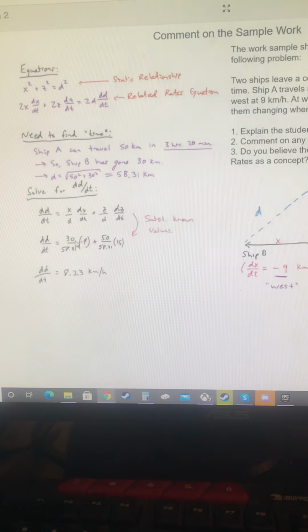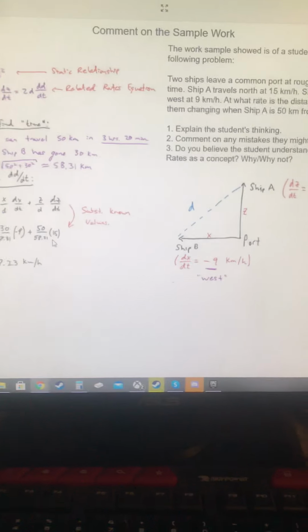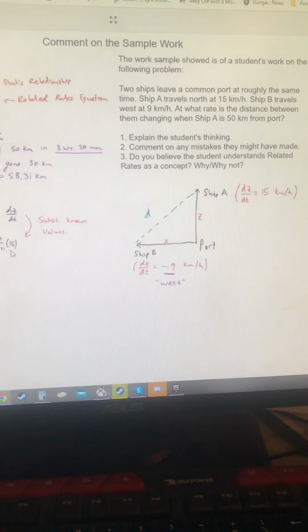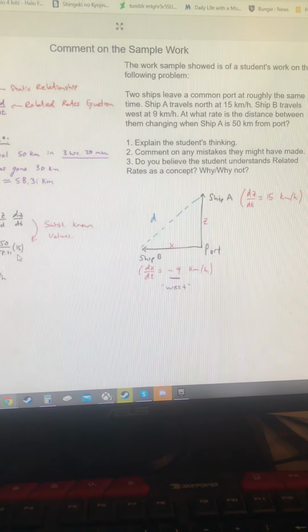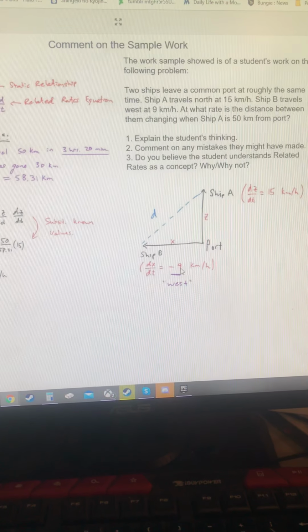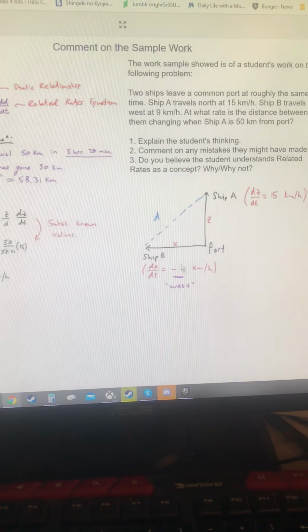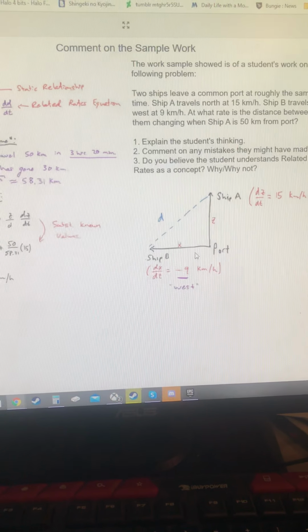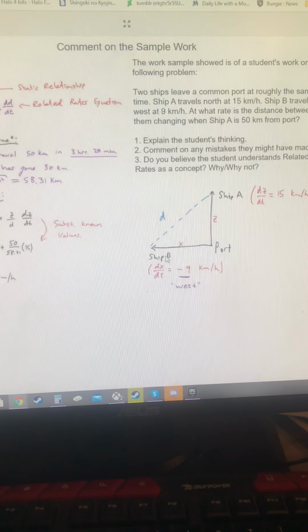But knowing that the negative 9 is where they went wrong, as a concept, I would say that they do understand it. However, they need to understand that just because graphically the ship is moving this way, it does not mean that this is a negative relationship.